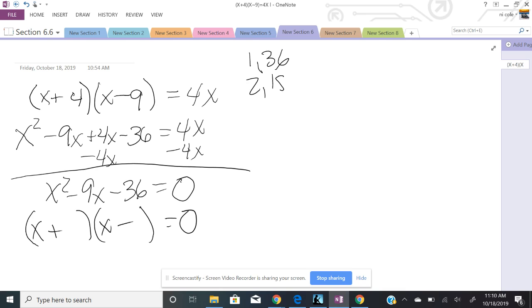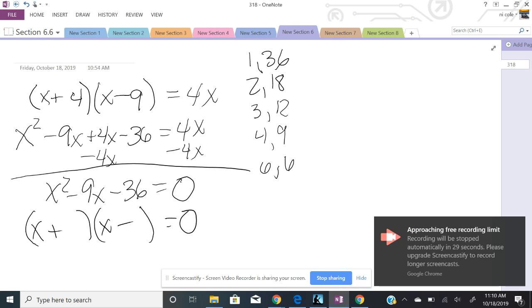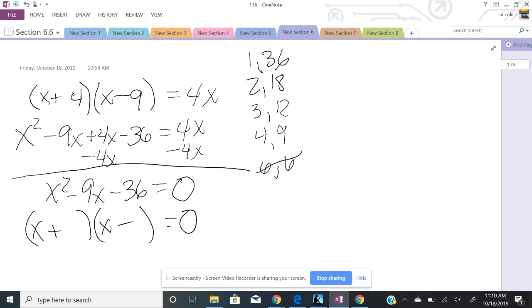2 and 18. 3 and 12. 4 and 9. And 6 and 6. All right, I know 6 and 6 is out because I have middle terms. Okay, so because I have that plus or minus. Now let's try 4 and 9. So that gives me positive 4x minus 9x.